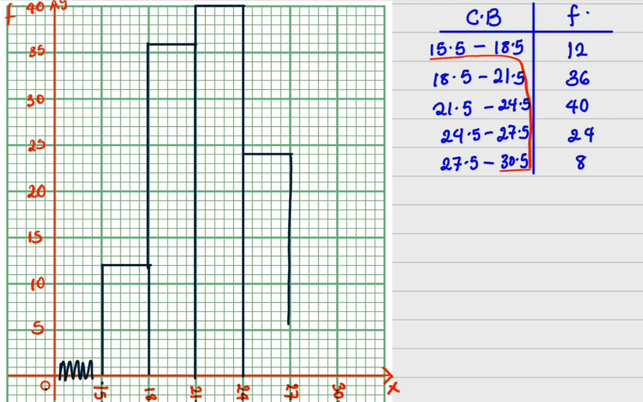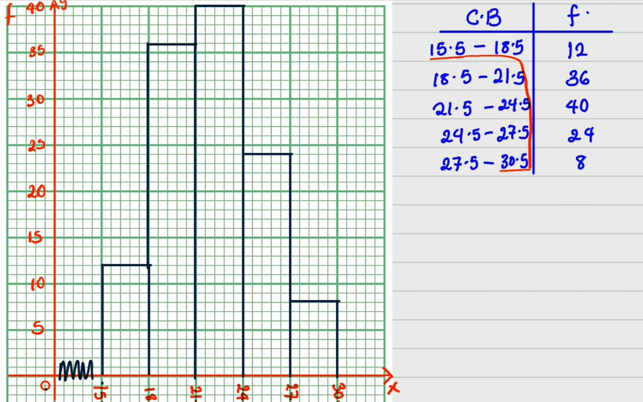I will now take it downward. Then the last is 8. And 8 starts here. Oh, no, that is not 8. So let me take it off. 8 starts here. And I have it to this point. So I have now drawn my histogram, and it's very neat. So we are okay with the first question.